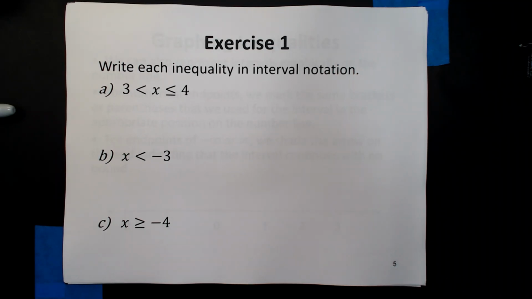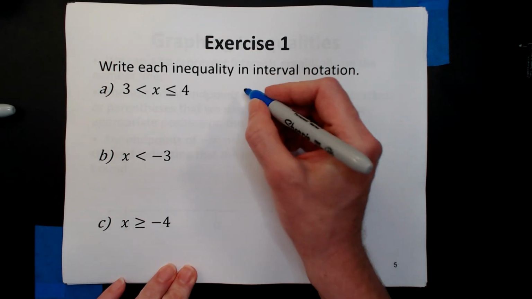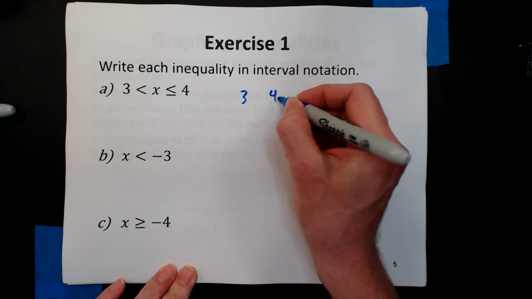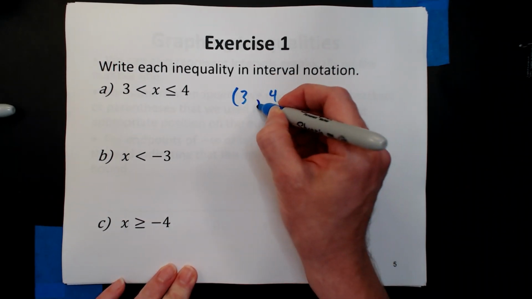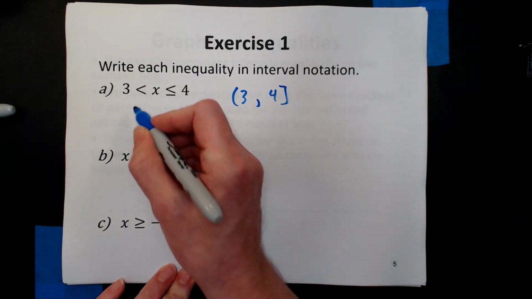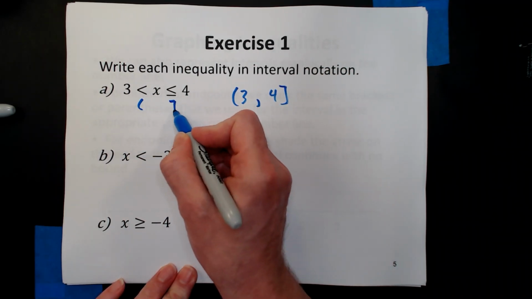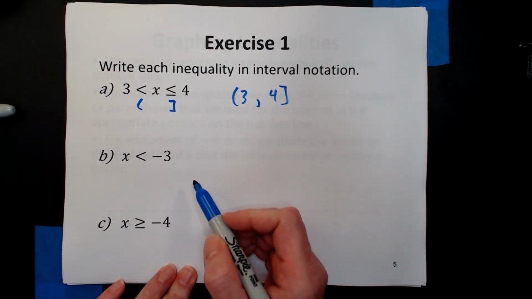So write each inequality in interval notation. Just looking at this, we write our 3 and our 4 because x is trapped between them. We give a parenthesis to 3, comma, and a bracket for 4. So remember, parentheses correspond to strict inequality, and a bracket corresponds to when we're possibly equal.